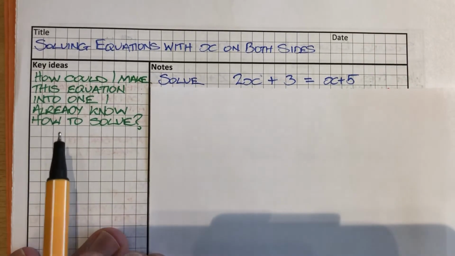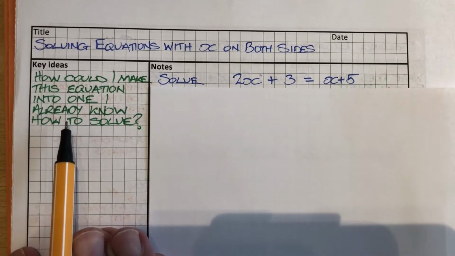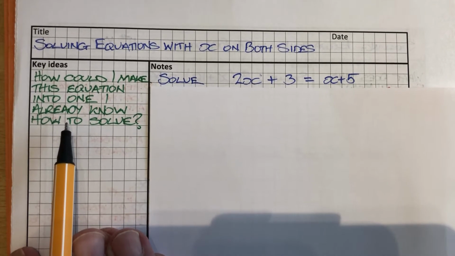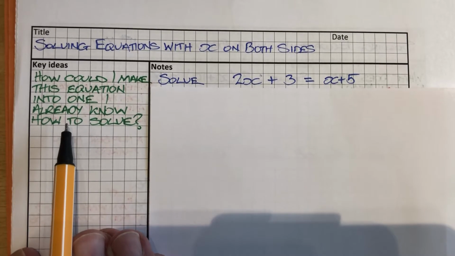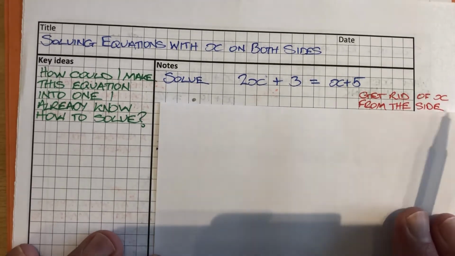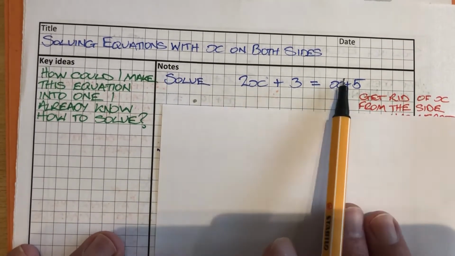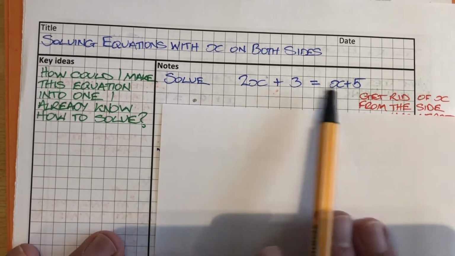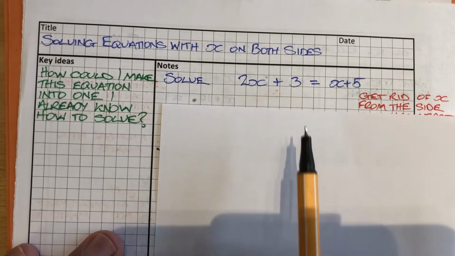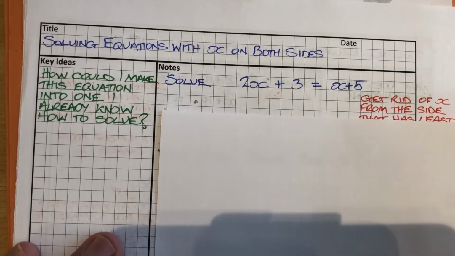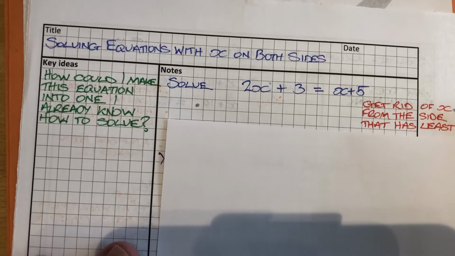How would I go about this? Well, what I would do is I'd say, okay, this looks harder than the ones I've been doing so far. Can I turn it into one that looks the same as what I've been doing? Yes, I can. How would I do that? Well, I'd get rid of x from one side. I've got x's on both sides now. Previously I only had x on one side. So I get rid of x from one side.